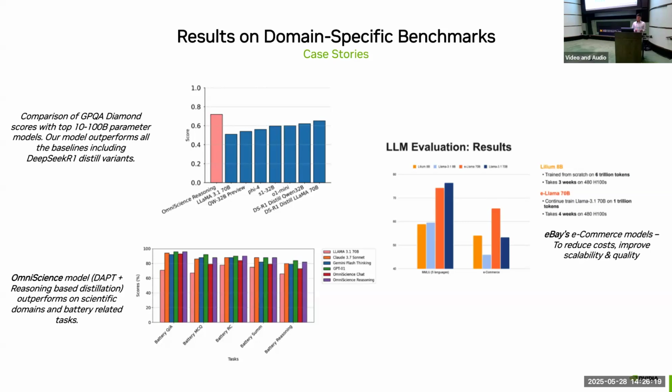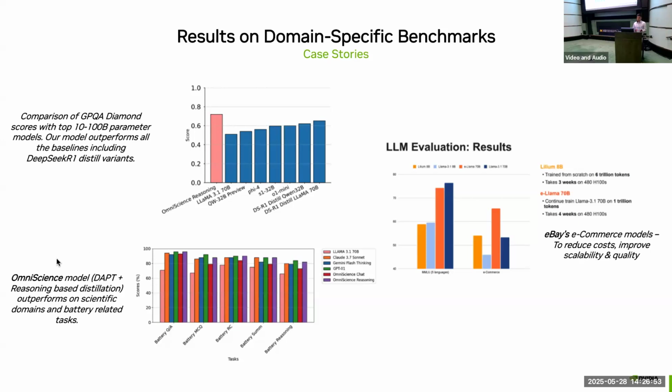On this GPQA Diamond benchmark, which is essentially a graduate-level test of science and mathematics, we can see that our Omniscience reasoning model is outperforming every other model that we benchmarked in its same parameter class. This is including models like these DeepSeek R1 distill variants, as well as the base model that we trained from, which we would hope to beat.